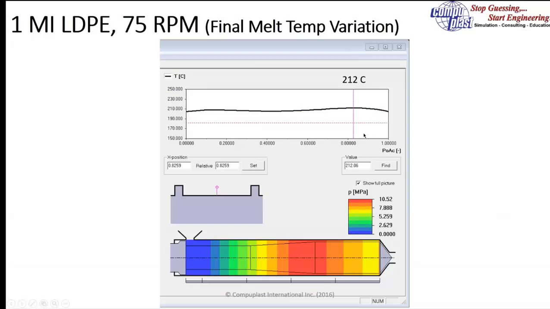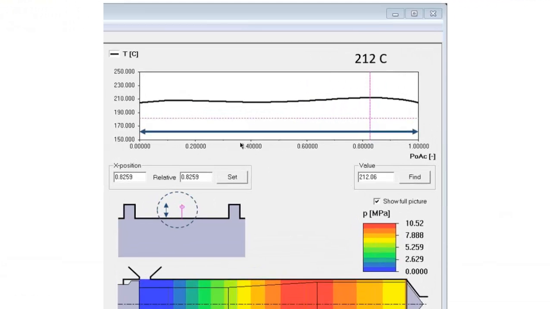Now, if we look at the temperature across the gap at the end of the screw, this gives us an idea of how much temperature variation we might have through the melt at the exit of the screw. And we can see here the maximum temperature reaches 212 degrees, and we have an average of 208, and so it's relatively low temperature variation, so this is acceptable performance, and we wouldn't expect to see too many problems from this extruder with this material.